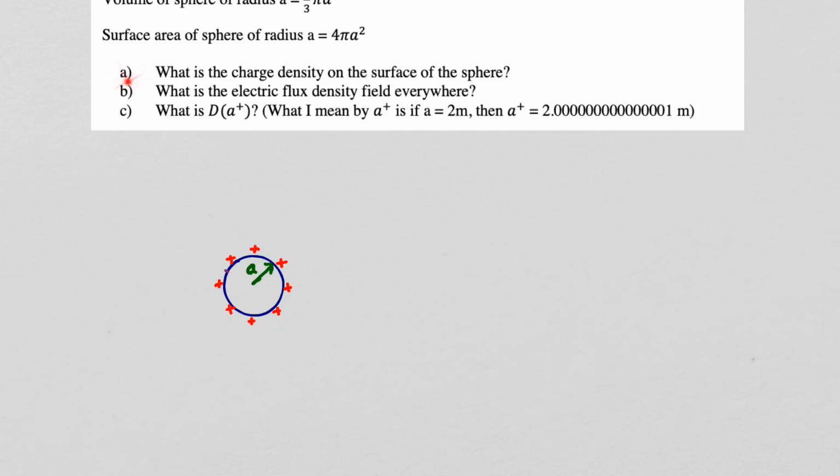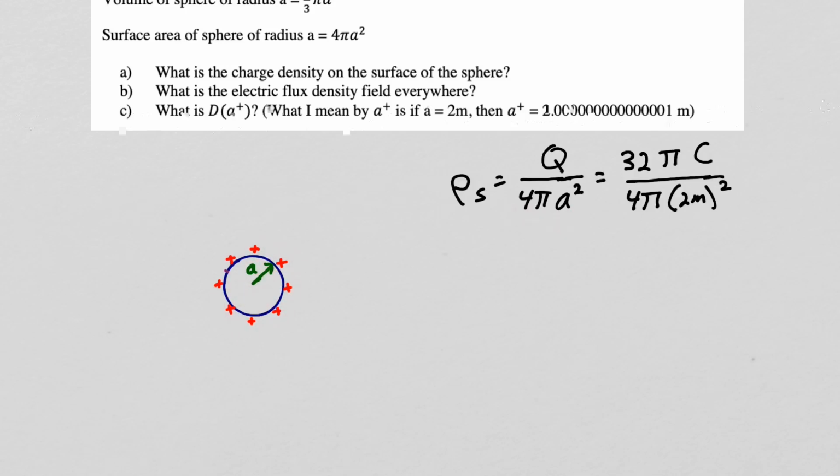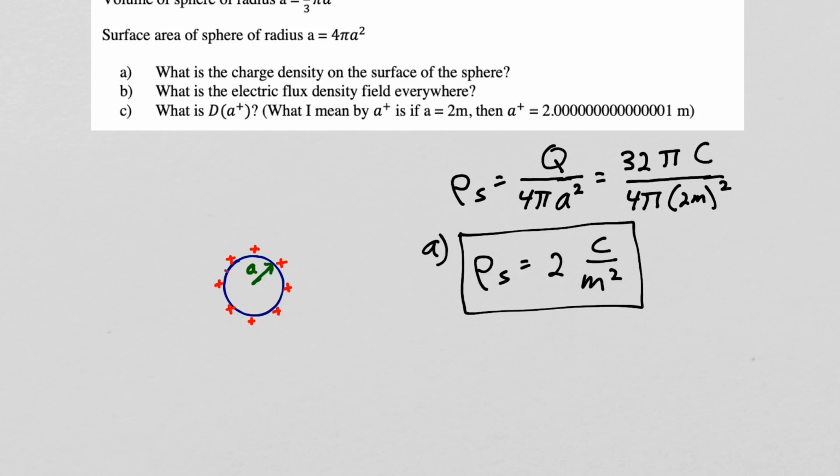In part A, we're asked to find the charge density on the surface of this sphere. The symbol for that will be rho sub s because it's a surface charge density. And that charge density would be the total charge on the sphere Q over the surface area of the sphere, which is 4 pi a squared. We know the charge on the sphere is 32 pi coulombs and that the radius is 2 meters. So for part A, we get that the charge density on the surface of the sphere is 2 coulombs per meter squared.